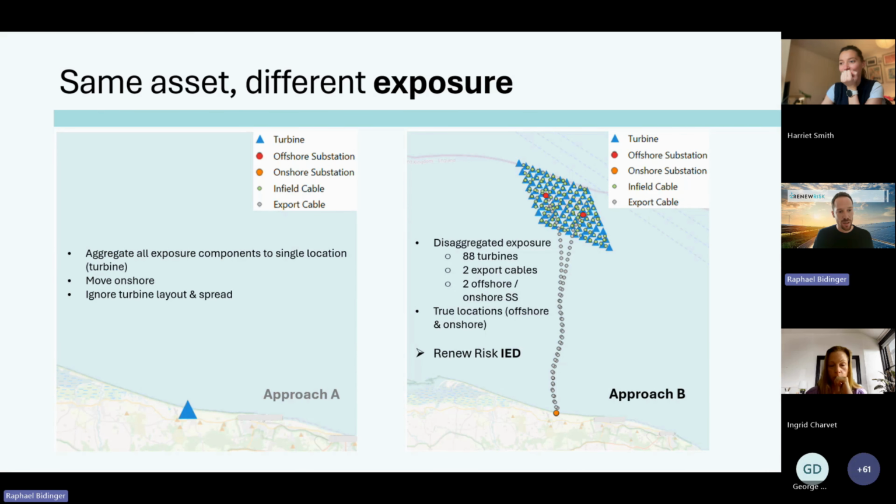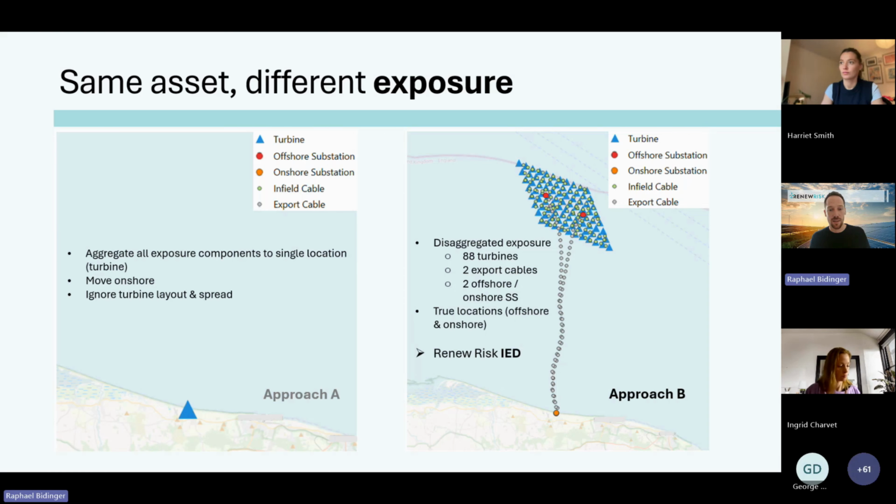Before we even consider the hazard and the vulnerability, we can see that the way we represent the exposure data already has a significant impact on the outcome. As I've said before, in our proxy approach, we're aggregating all wind farm components into a single location, moved to the closest location onshore. That might be a pragmatic, quick way of modeling, but in reality, it ignores the turbine layout and the spatial spread. So it also misrepresents where and how the losses could actually occur.